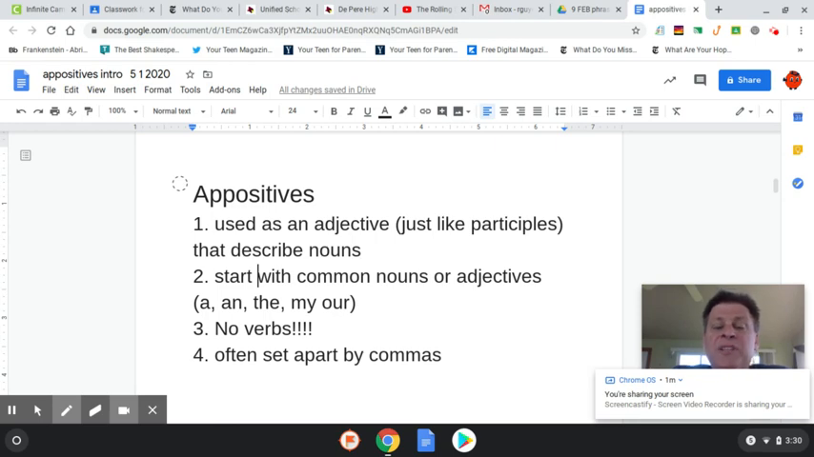Appositives can always be taken out. They are always extra. And because they are extra and can be taken out, they are oftentimes going to be set apart by commas. The commas indicate that it's extra and I don't really need it, but it's just nice to have in there.